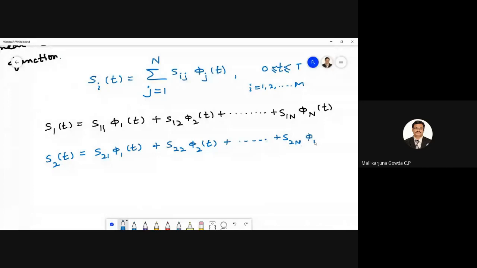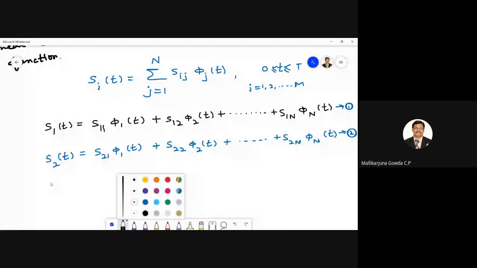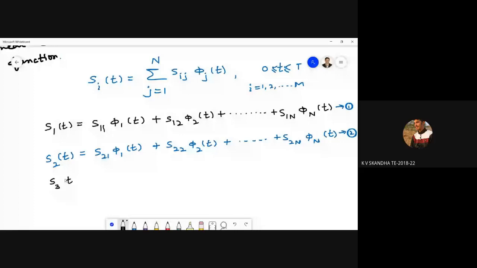Let me call this equation 1, and this equation 2. Similarly, can any other student say what S3 of t I can write? S31 phi 1 of t plus S32 phi 2 of t plus dot dot dot S3n phi n of t.